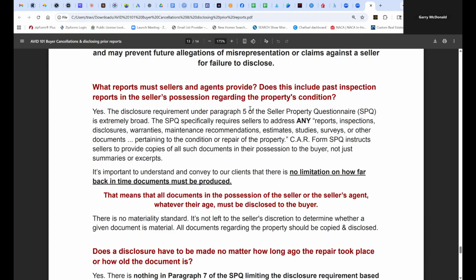The SPQ specifically requires sellers to address any reports, inspections, disclosures, warranties, maintenance recommendations, estimates, studies, surveys, or other documents pertaining to the condition or repair of the property. The SPQ also instructs sellers to provide copies of all such documents in their possession to the buyer, not just summaries or excerpts.